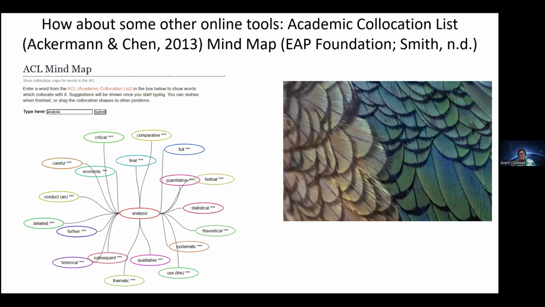Okay. I wanted to show you a couple of other online tools very quickly. On the right-hand side is the feather pattern from one of our parrots called the kakapo. It's absolutely beautiful. On the left-hand side, this is a mind map from the academic collocation list. What you do there is you type the target word that you want to get a mind map from. So I put the word analysis in there. It's in the academic word list, for example. The mind map tool pulls out all of the collocations which are common to the word analysis. So it's another way of presenting data to students.